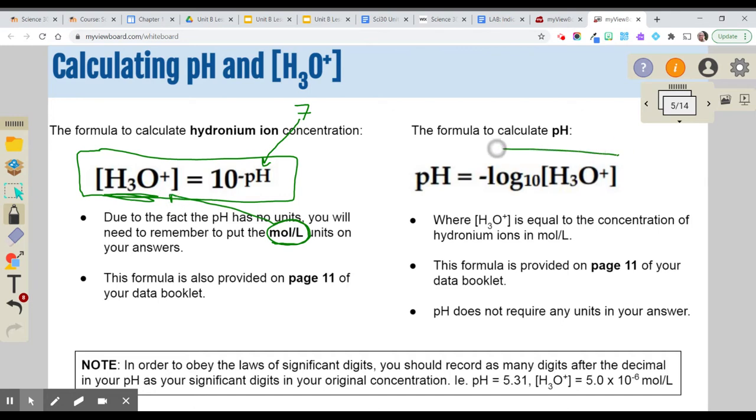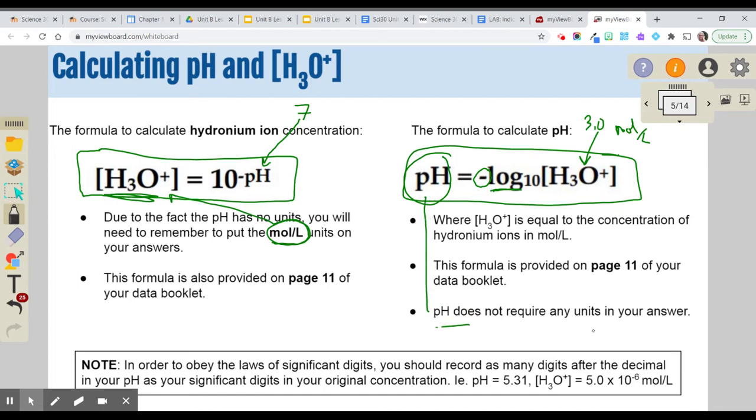Now our other formula on the other side here, also on page 11 of your data booklet, will help you find the pH if you know the hydronium ion concentration. So if you're given the concentration in moles per liter, let's say it's like 3.0 moles per liter, you can put that in for your hydronium ion concentration, and you're going to use the logarithmic function on your calculator and take the negative of the answer. So negative log base 10 times your hydronium ion concentration will give you the pH. When you find that pH, you do not need any units in your answer.